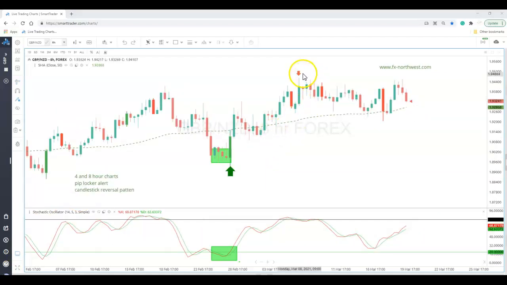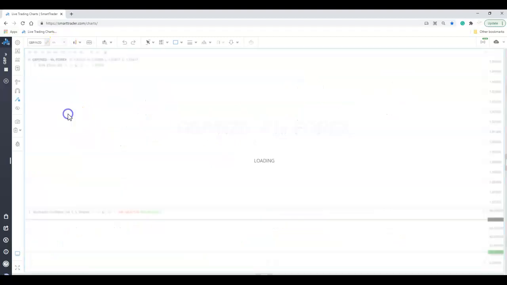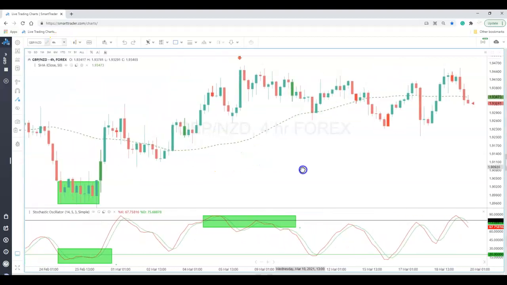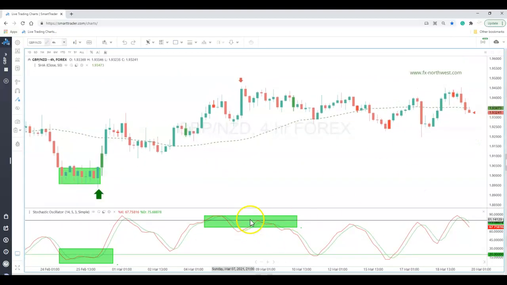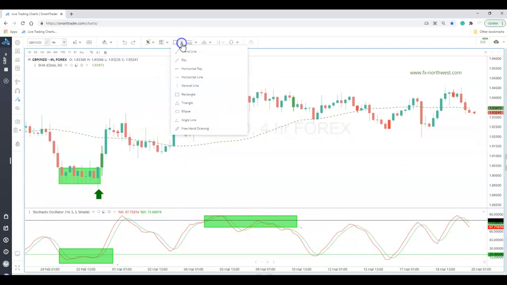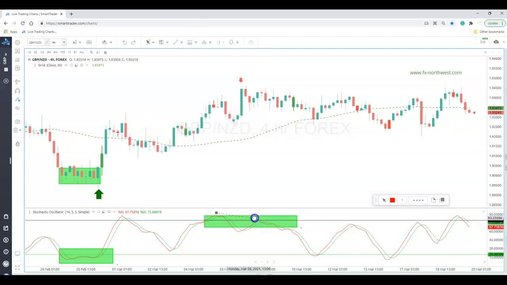Here's another sell signal on PIPLOCKER. Notice the 8-hour chart, stochastic is overbought. And I scroll down to the 4-hour chart, and the 4-hour chart is also overbought, and it's giving us divergence as well.